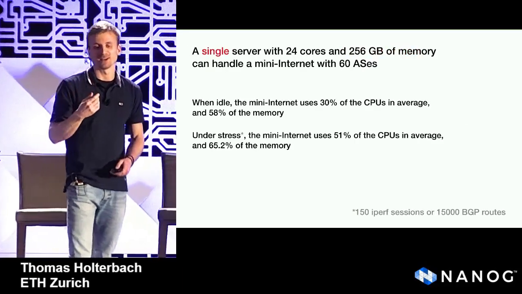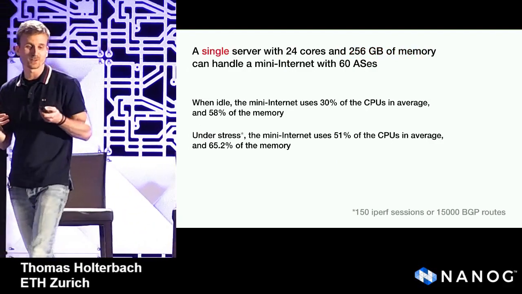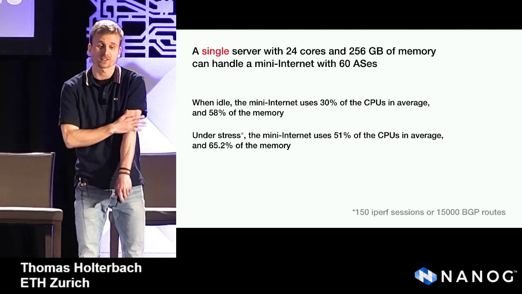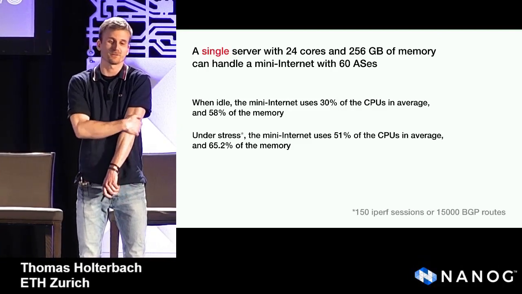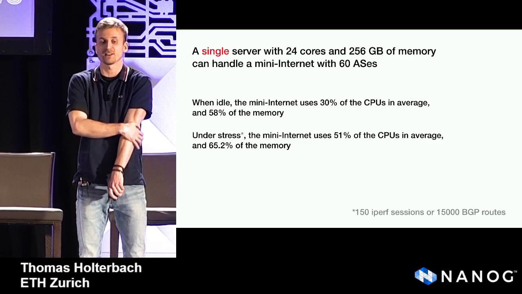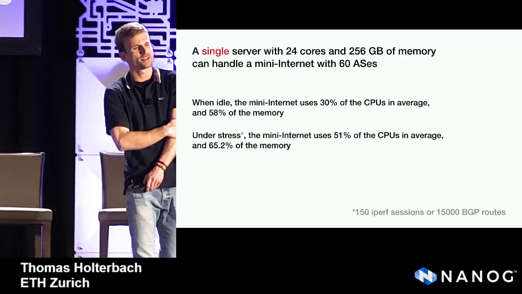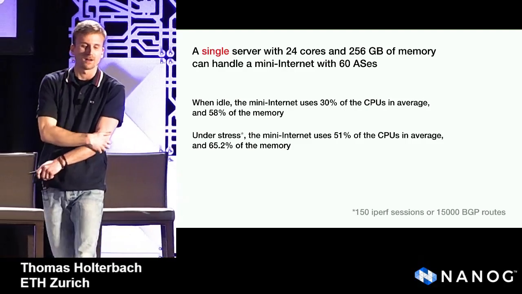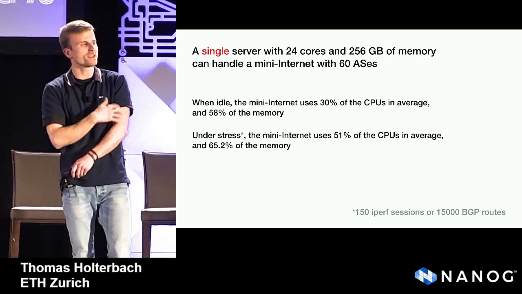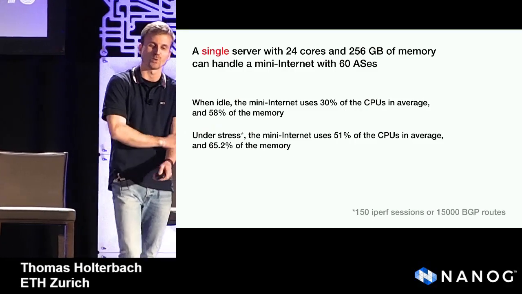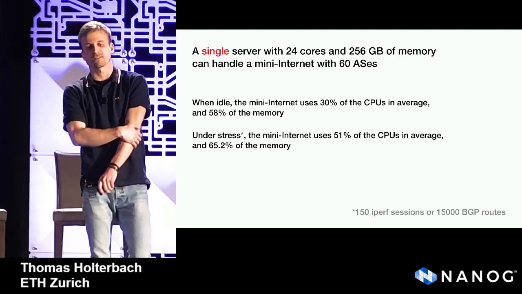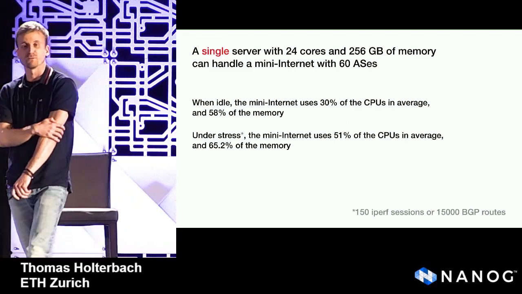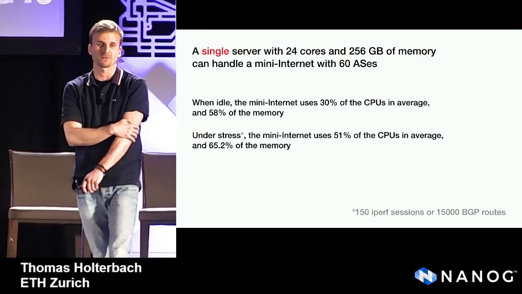We did some tests, and it turns out that a single server with 24 cores and 256 gigabytes of memory can handle a mini internet with 60 ASs. 60 ASs is perfectly fine for 100 students, even more. When the mini internet is idle, we observe that it takes about 30% of the CPUs on average, and 58% of the memory of the server. So this is perfectly fine.